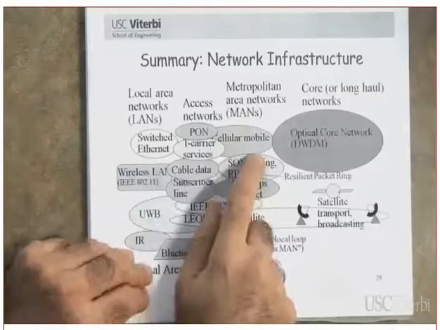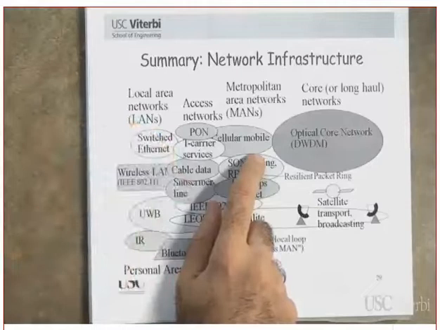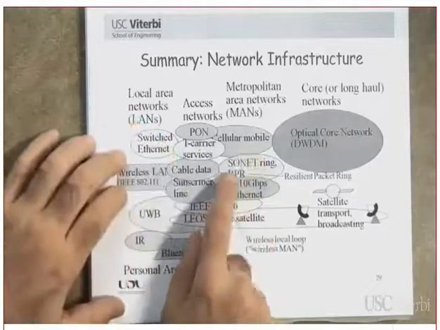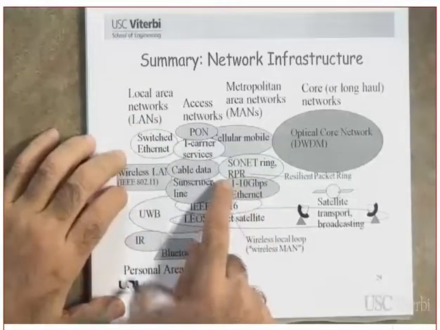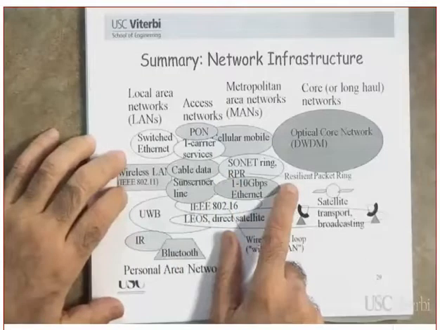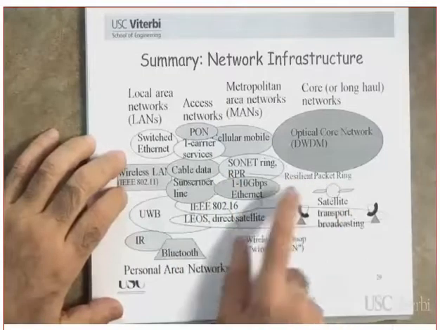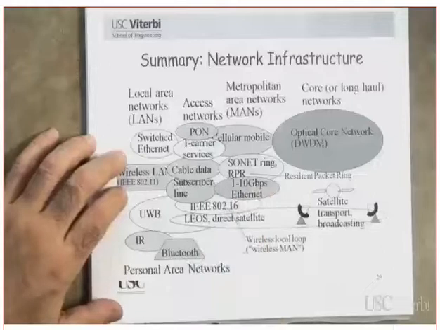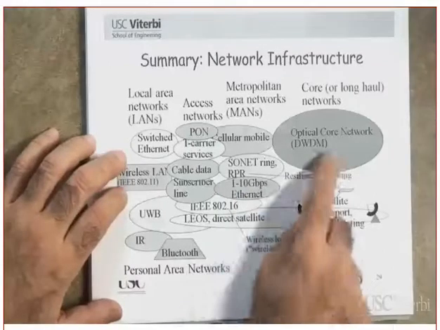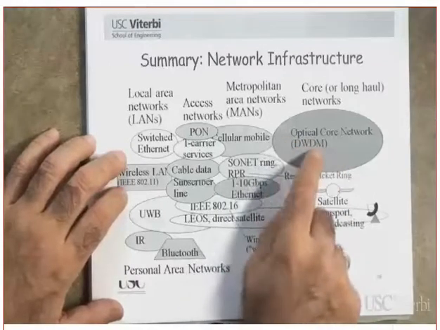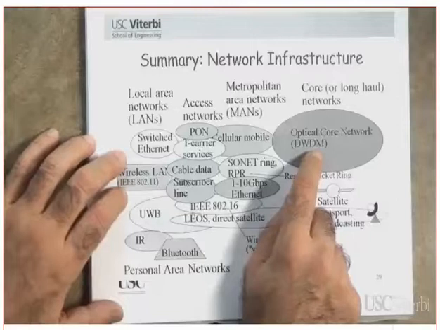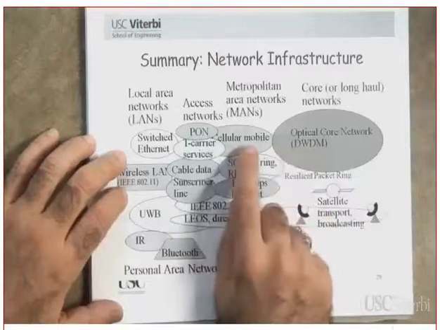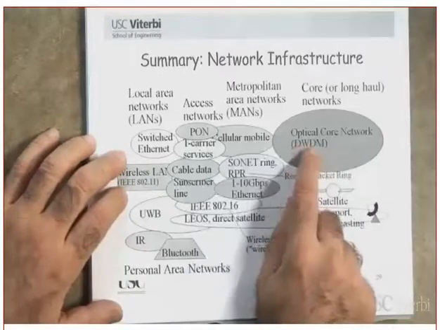Now, in the metropolitan area network, again, cellular mobile. Cellular mobile means what? Means the third generation, fourth generation cellular, and so on. SONET rings, RPR stands for resilient packet ring. We'll talk about this later on. 1 to 10 gigabits per second Ethernet is the one that I just showed you. In the core, basically a what? A DWDM. It's basically a DWDM type of transport mechanism. We want to make it extremely fast.